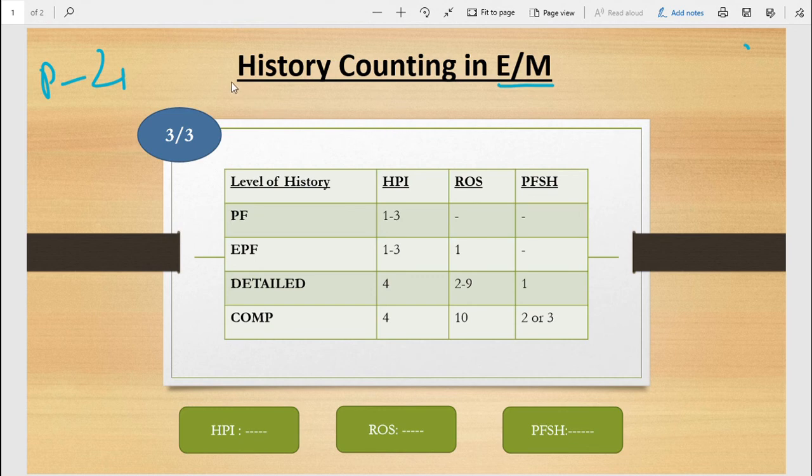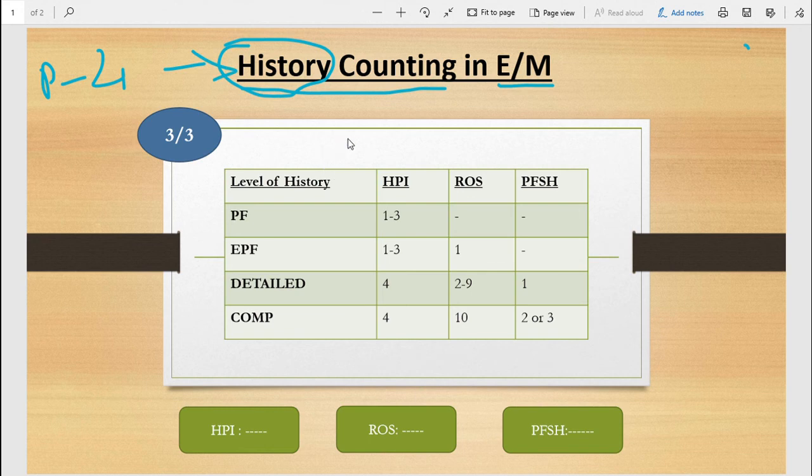So let's start. Here you can see I have given one table. In that table you can learn, on the basis of this table only we have to decide the level of history. As I told you already, in evaluation and management there are three key components. The first is history, the second one is physical examination, and the third one is MDM. So we are talking about the first one, history. In case of history, this is the important table.